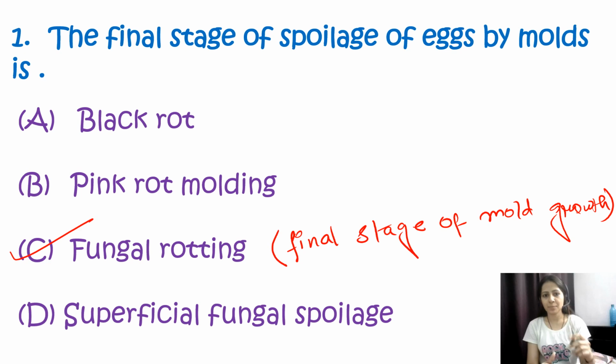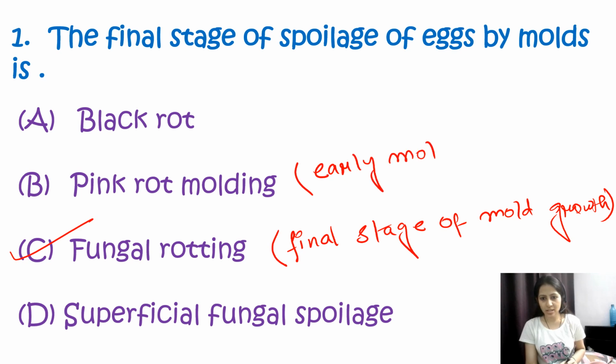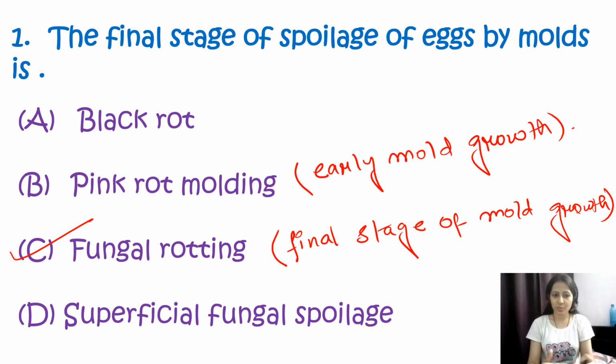Whereas the early mold growth is termed as pink rot molding. But over here my correct option will be option C, that is fungal rotting.